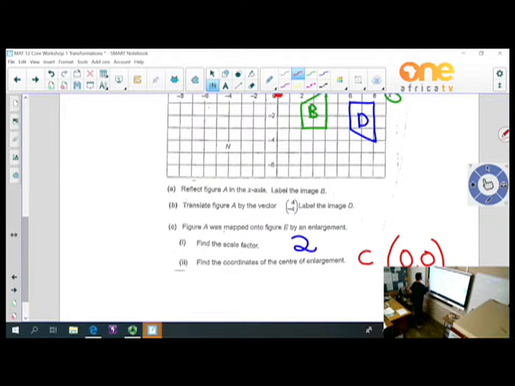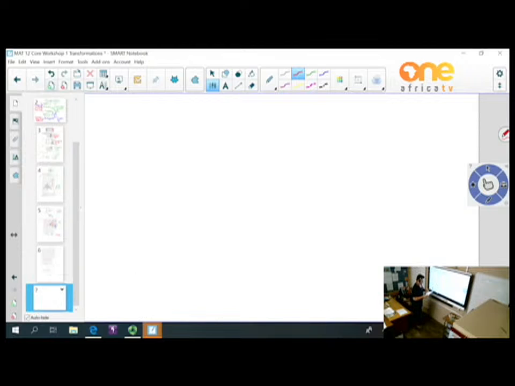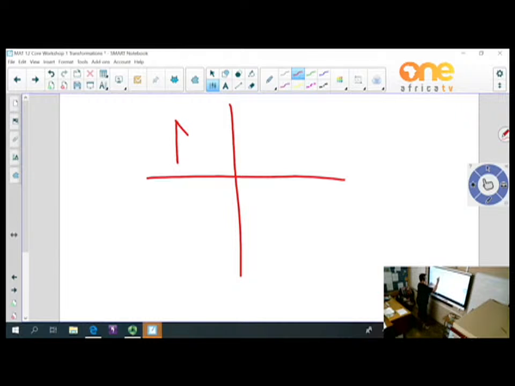Right. The next one. Right, and let's look then at that last one. Now, here we have it on the grid, and you have shape A here. There is shape A. Describe fully the single transformation that maps A onto B, and here is our B.